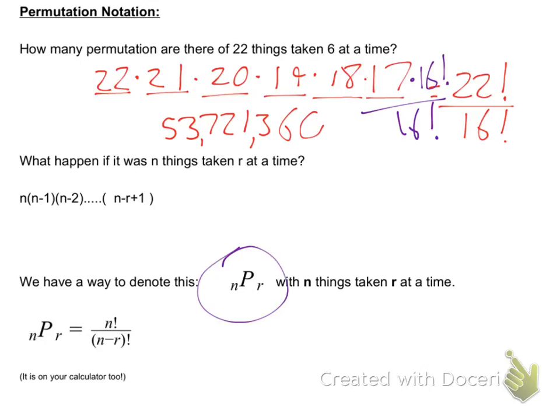It is on your calculator. Some calculators will have this notation. You can actually just put it right in. But if not, it's really easy to default to how many things you're taking, factorial, and divide it by how many things you're taking minus how many you took, factorial.